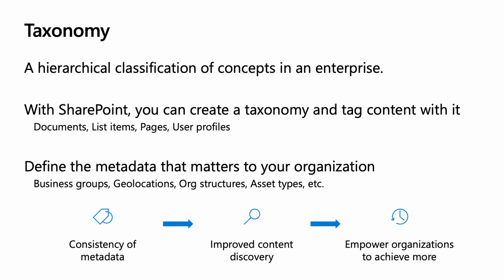So if you want to improve your content management, consider using a taxonomy and defining the metadata that matters. This metadata can be business groups, geolocations, organization structures, specializations, or more. By using a taxonomy, you improve the consistency of your metadata. If everyone uses the same metadata and refers to the same concepts with the same names, you can improve the findability and discoverability of your content. And if everyone in your organization can easily and quickly find what they're looking for, your organization becomes more productive.